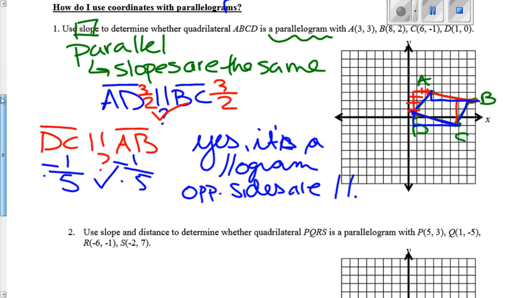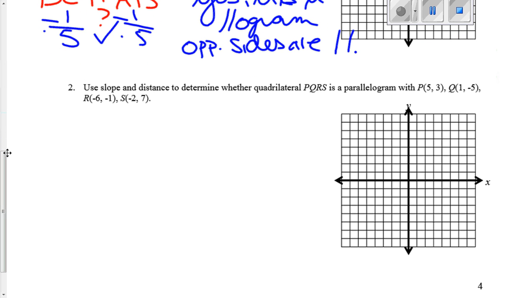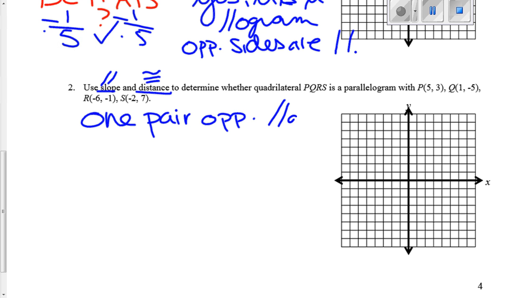Scroll down. You're going to try the next one on your own. I'm going to walk you through the very beginning for just 1 second. The directions say use slope and distance to determine whether it's a parallelogram. You could use your own method, but I'm telling you specifically slope and distance. Slope talks about parallel, distance talks about congruency. Since I'm trying to prove if it's parallel and congruent, how many sets of sides do I need? 1 is a bare minimum. I need 1 pair of opposite sides to be both parallel and congruent.